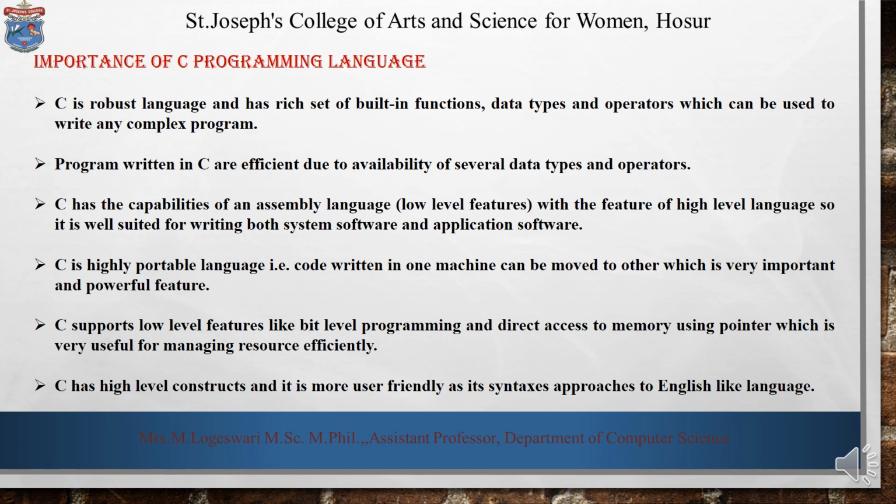C is also a highly portable language, because code written on one machine can easily be moved to another. It is a very important feature. C supports direct memory access using pointers, which is also very useful for memory resources. Next, C has high-level constructs, which means it is a user-friendly language, and all the syntax is in English. These are the importance of C.